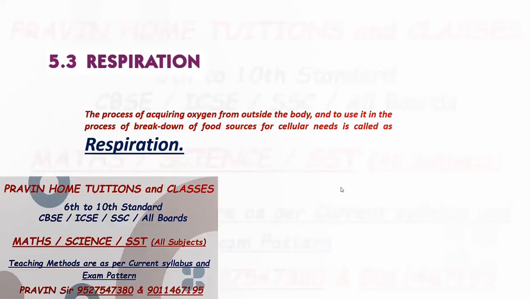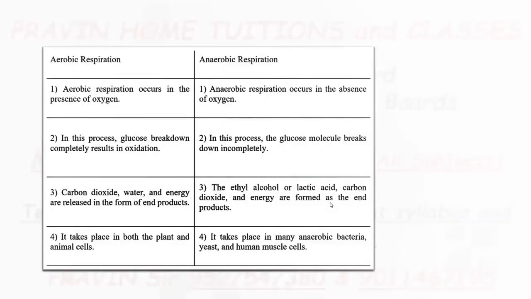That is, chemical reactions take place. These chemical reactions take place in the presence of oxygen and in the absence of oxygen. When reactions take place in the presence of oxygen, this is called aerobic respiration. When reactions take place in the absence of oxygen, it is called anaerobic respiration. In aerobic respiration, glucose breaks down completely, resulting in oxidation. In anaerobic respiration, the glucose molecule breaks down incompletely.